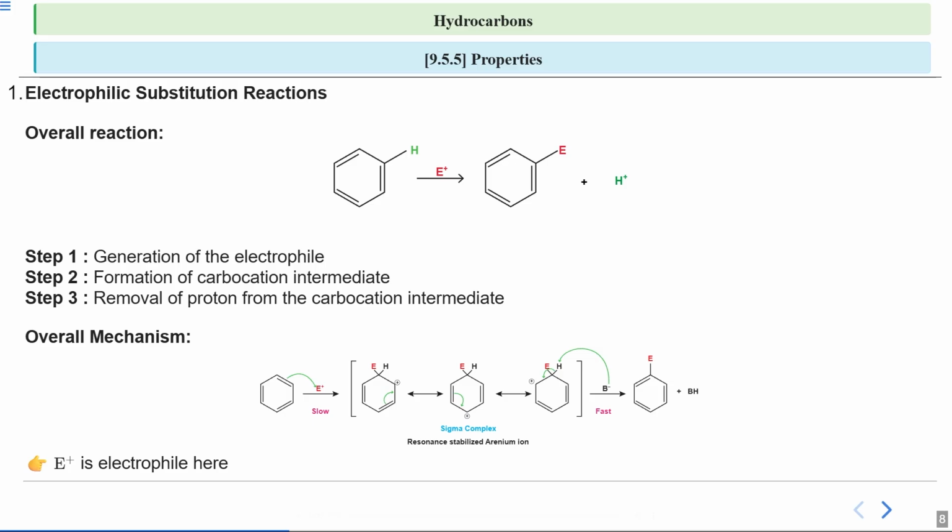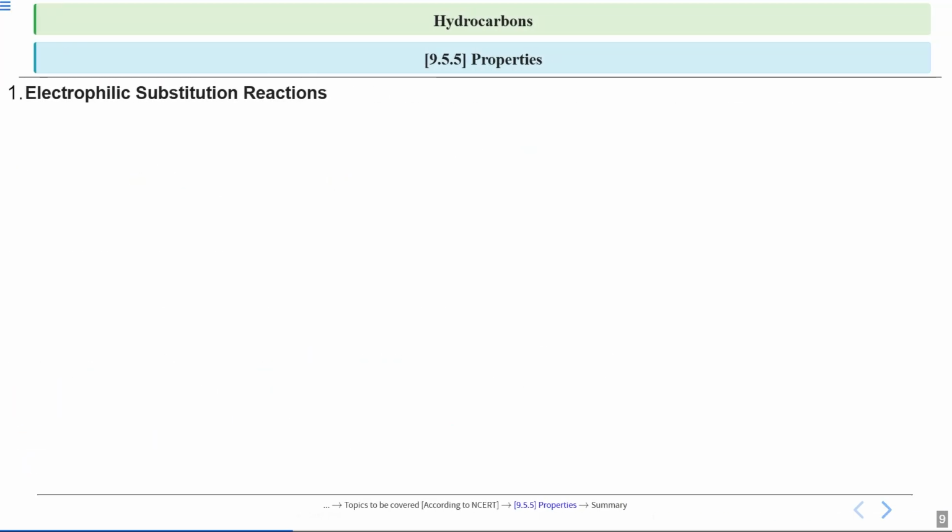In the first step, the slow step, an electrophile E plus attacks the electron-rich benzene, disrupting its aromaticity and forming a resonance-stabilized carbocation intermediate known as sigma complex or arenium complex. This complex shows delocalization of positive charge across the ring. In the second step, a base B minus deprotonates the carbon bearing the electrophile and a hydrogen, restoring the aromaticity of the ring and yielding the substituted product and the BH. This two-step process is characteristic of many aromatic functionalization reactions. Now, we will move on to further discussion of some specific examples.